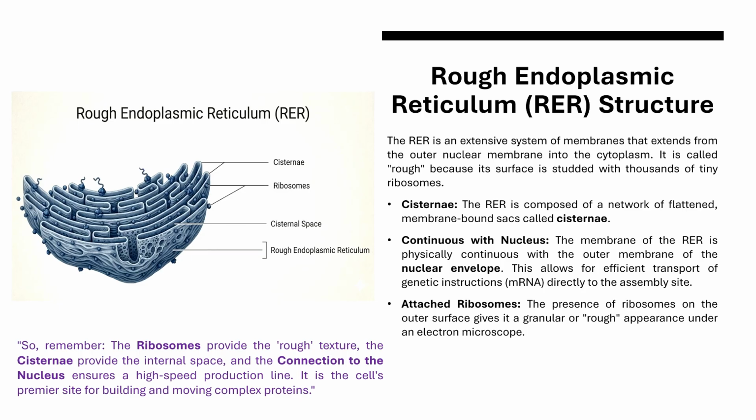So remember, the ribosomes provide the rough texture, the cisternae provide the internal space, and the connection to the nucleus ensures a high-speed production line. It is the cell's premier site for building and moving complex proteins.